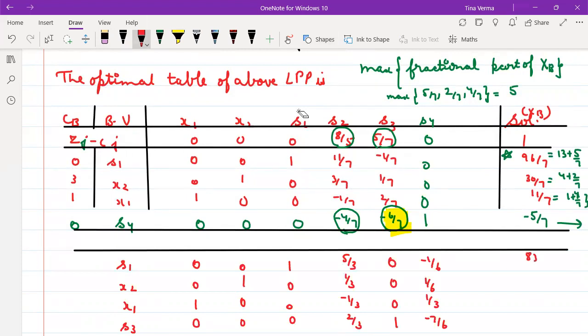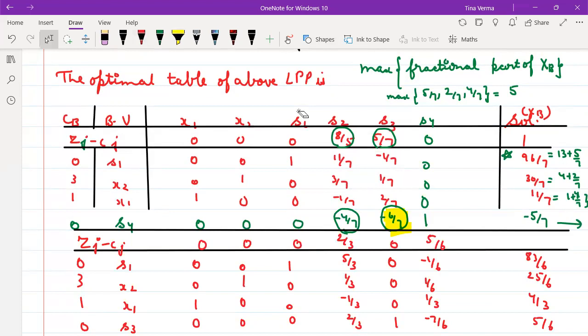is coming as 83/6, 25/6, 4/3, and this is coming as 5/6, and the entries here will be your 0, 3, 1, 0. Your Zj minus Cj is coming as 0, 0, 0, 2/3. This is your 0 and this is your 5/6, right?